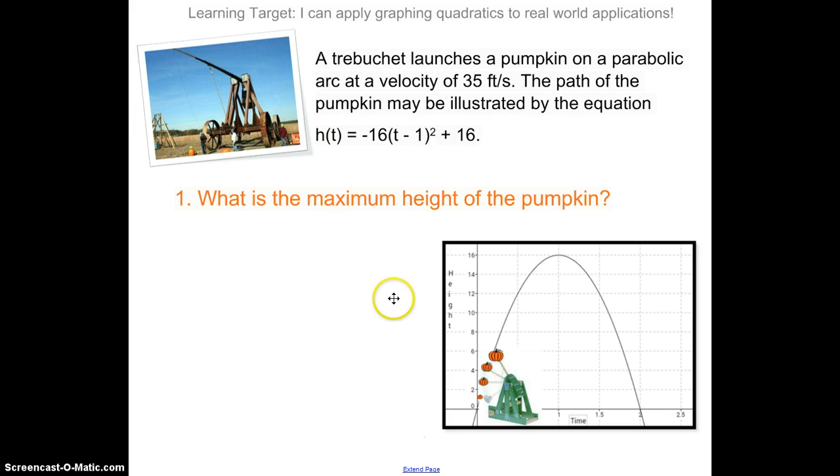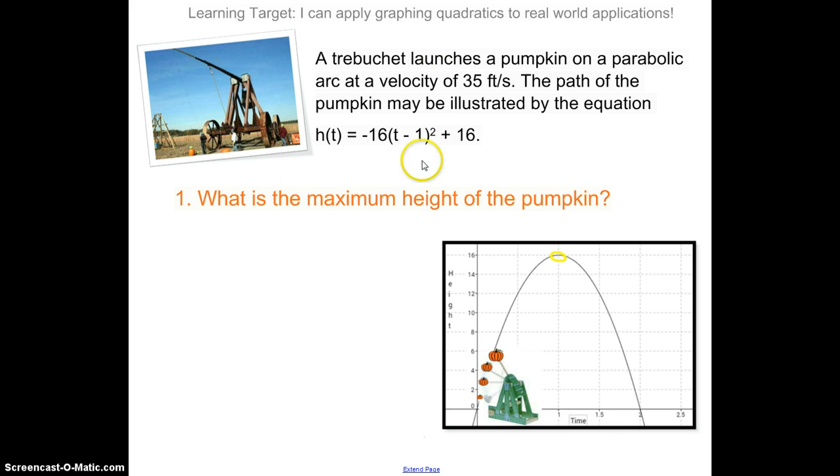And the first question asks us, what is the maximum height of the pumpkin? So I went ahead and got a graph for us of this equation just so we have a visual as we're talking. And so obviously you can easily tell that this vertex here is the maximum height of our pumpkin, and we can tell by the graph that it reaches 16 feet.